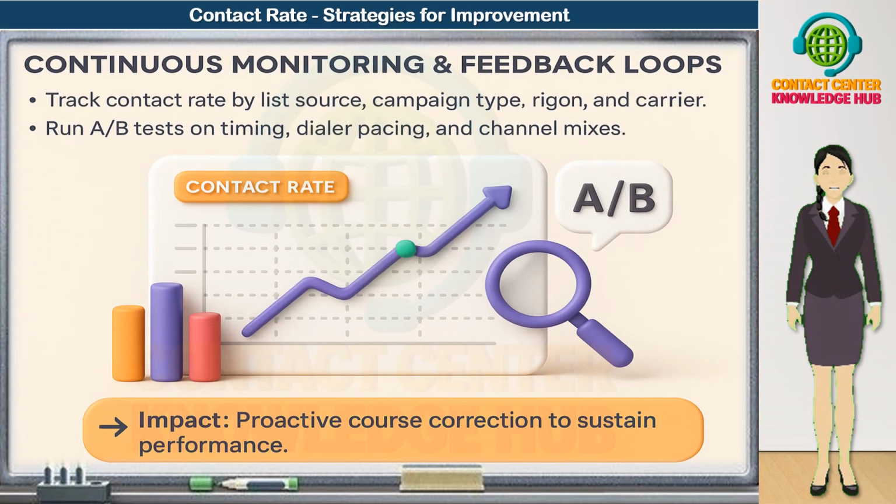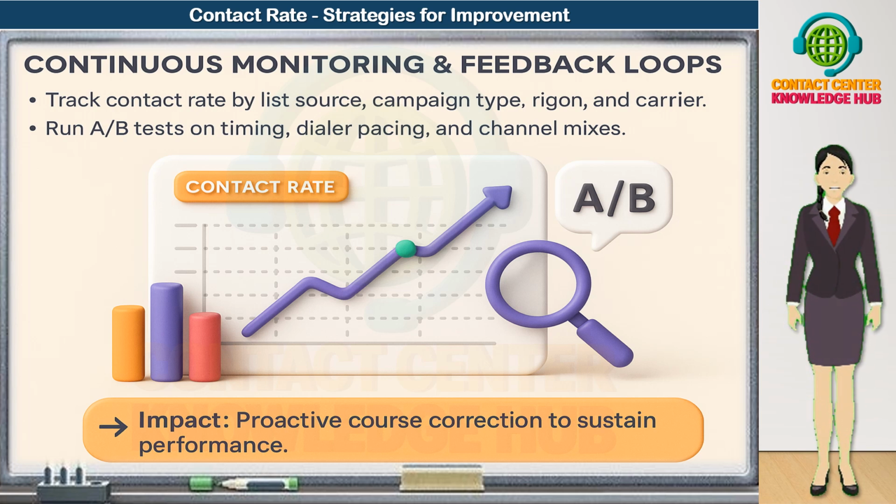Let's wrap up the improvement strategies with one of the most powerful habits of high-performing outbound teams: continuous monitoring and feedback loops. Improvement isn't a one-time event, it's an ongoing process. To keep your contact rate healthy, track performance continuously across list source, campaign type, region, and even network carrier. This level of granularity helps you quickly spot what's working and what's not.